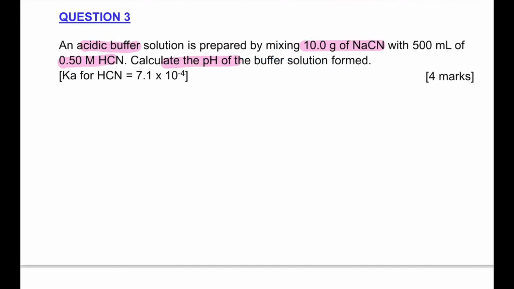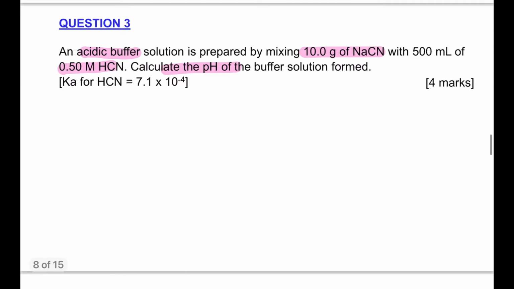Question number 3, we need to calculate the pH of the buffer. This buffer is an acidic buffer that is made up of 10 gram sodium cyanide as a salt in weak acid HCN. So now let's check whether it is a buffer or not a buffer.